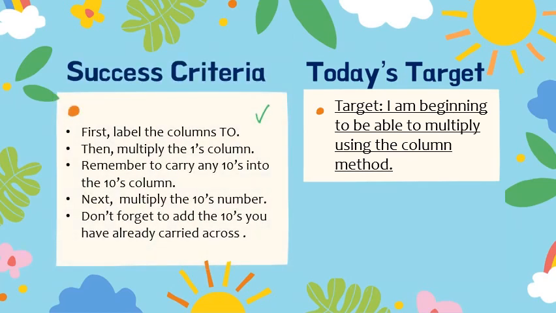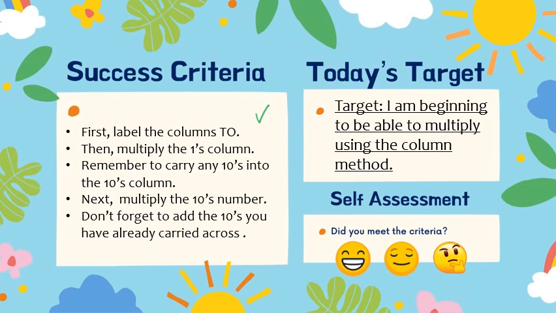In order to be successful today, you have to first label the columns tens and ones. Then multiply the ones column. Remember to carry any tens into the tens column. Next, multiply the tens number. Don't forget to add the tens you have already carried across. When you have finished, check your work against the answers on the next page. Did you meet the criteria?